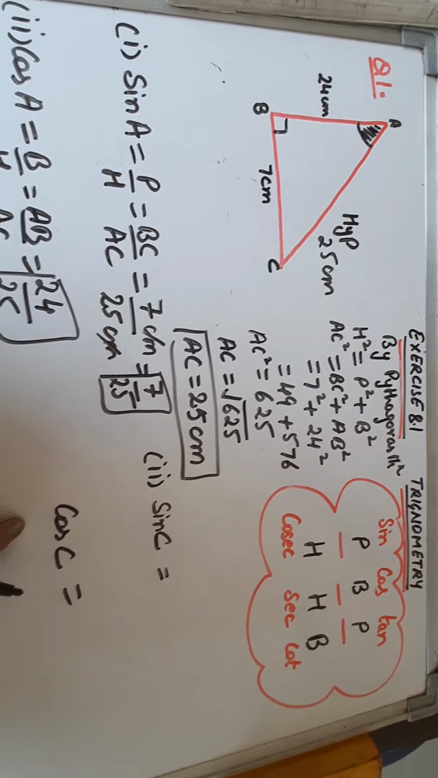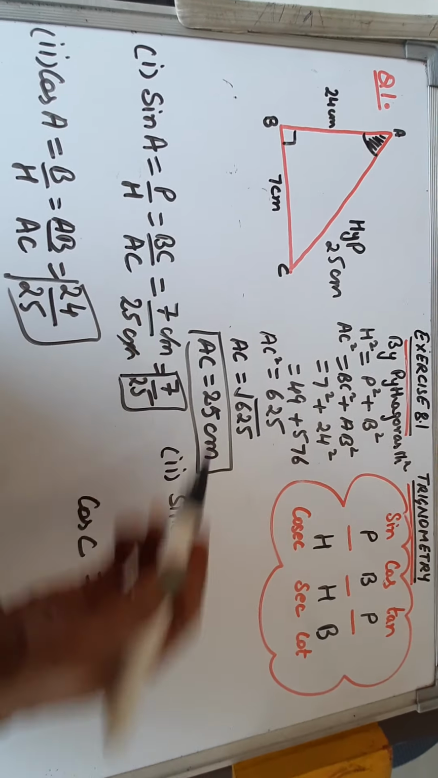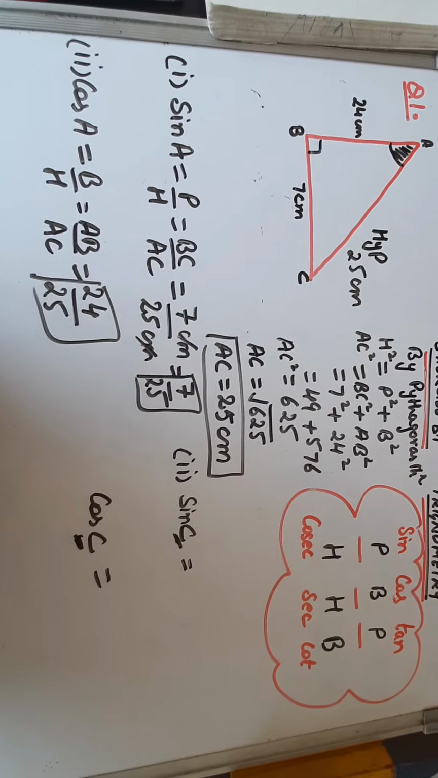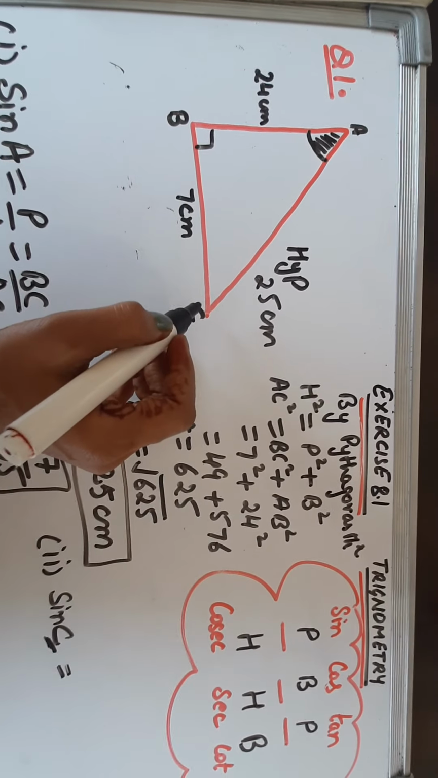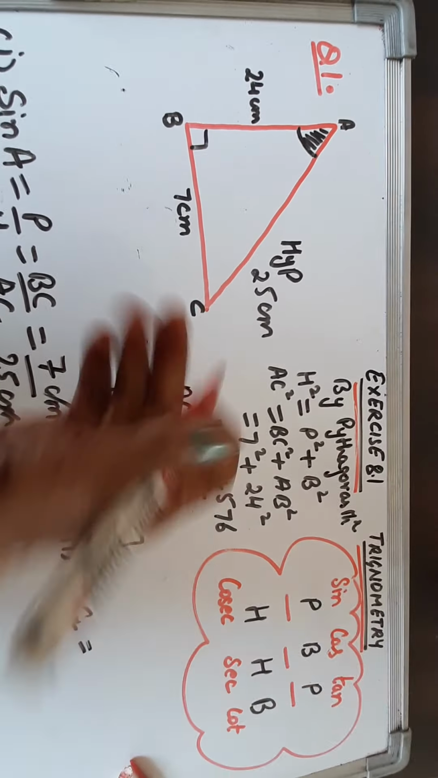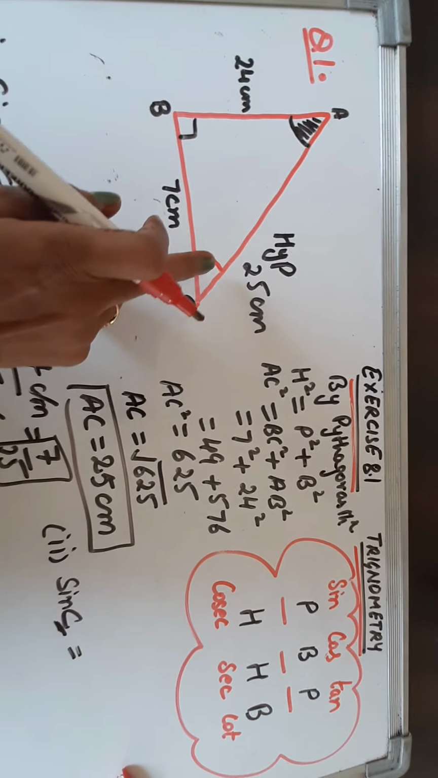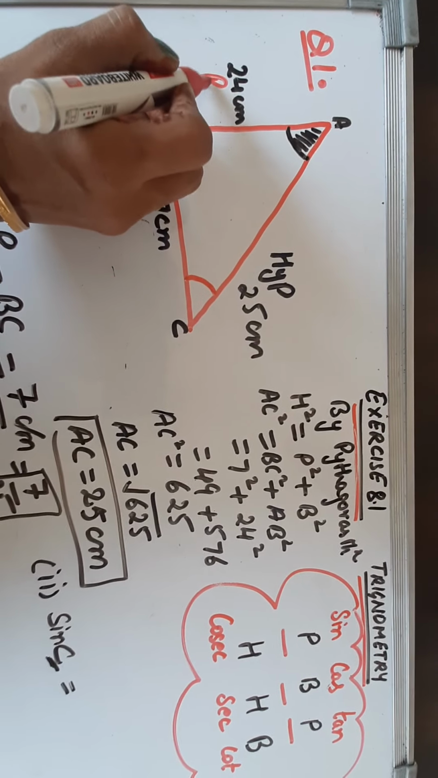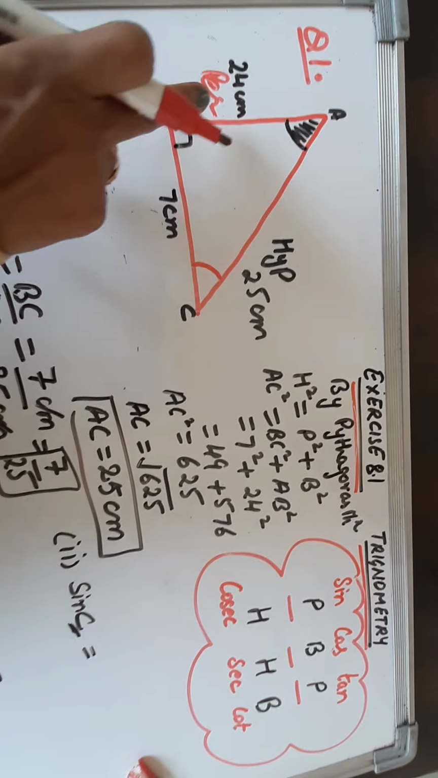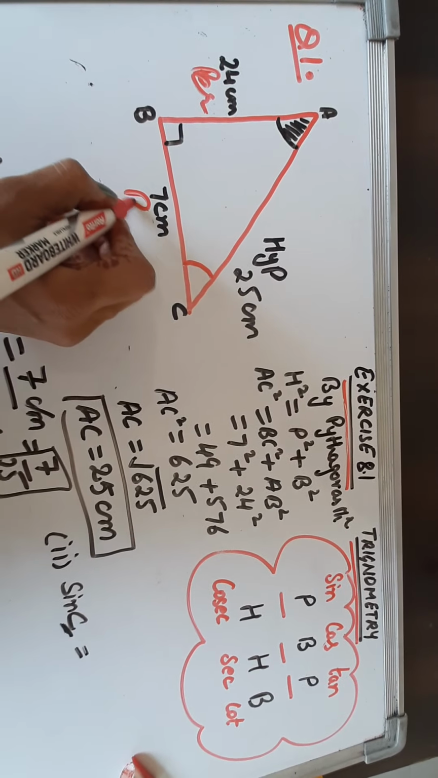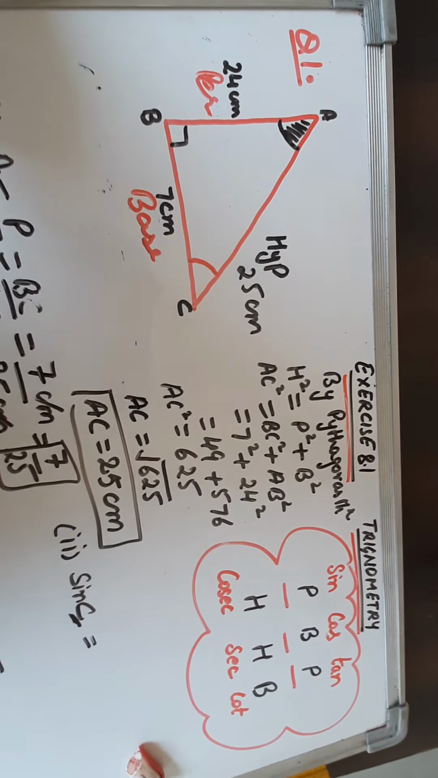Because in the first part angle A is involved, but in the second part you can see angle C is involved. So now let us mark angle C. When we mark angle C, the side opposite to C is AB. So this will be taken as the perpendicular, and the third side left, since the hypotenuse is fixed, will be the base.